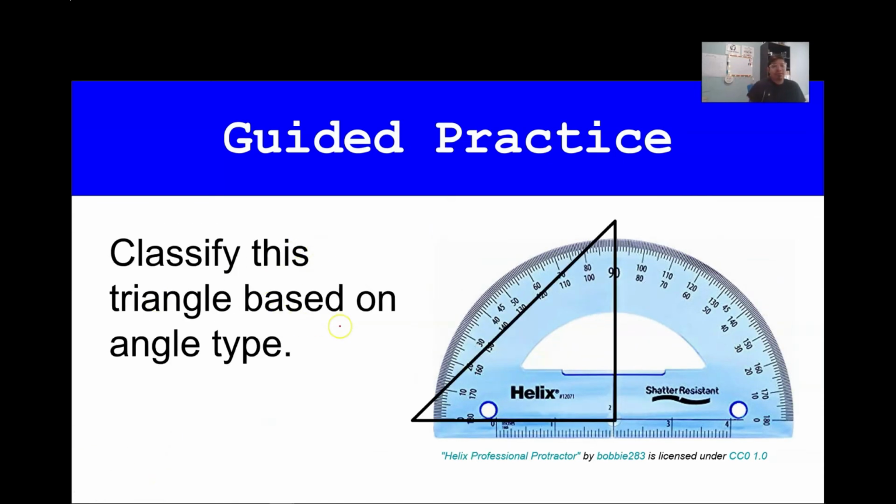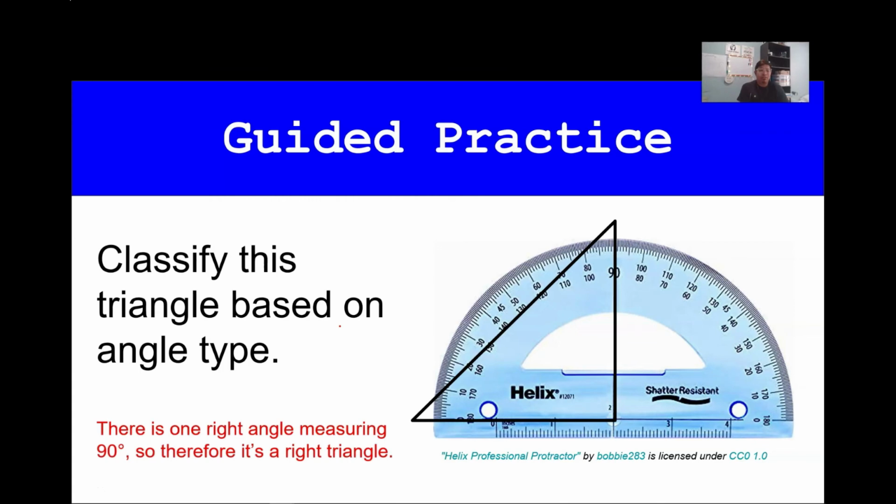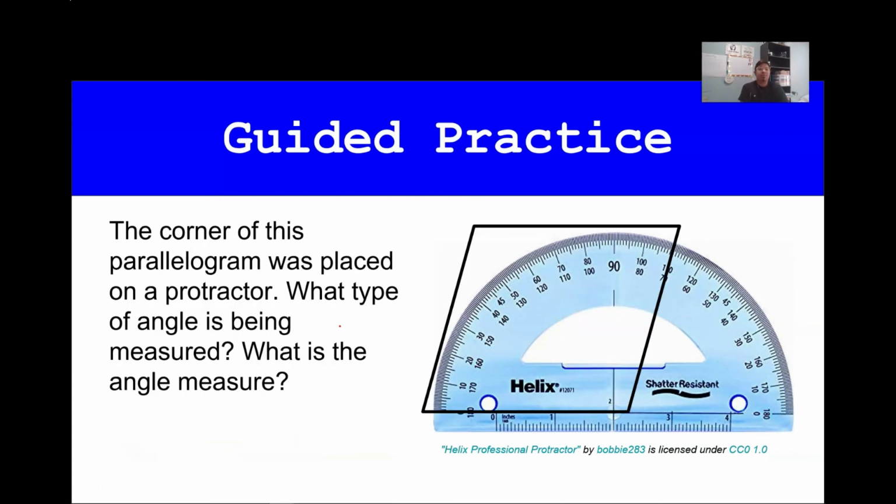Classify this triangle based on the angle type. I'll go ahead and give you a minute. So what is this triangle called based on the angle? Good, you should have gotten a right triangle because this is a right angle inside this triangle.